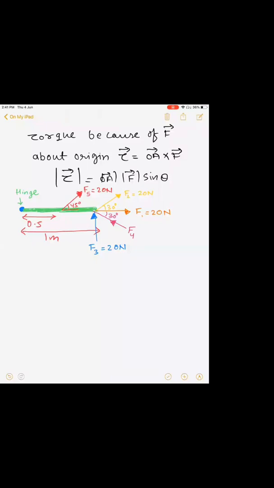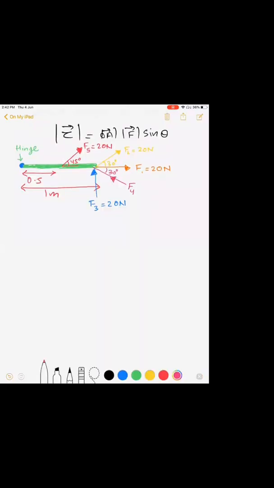Now my question number one is what is magnitude of torque exerted by F1 on the door? What is magnitude of torque by F1? 0. Correct. 100% correct.